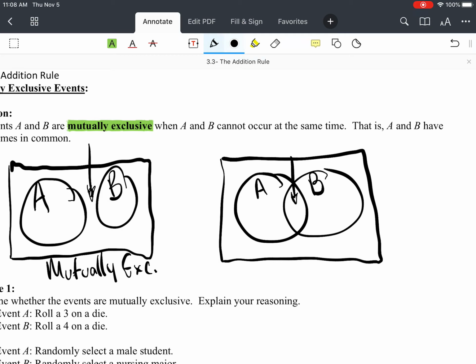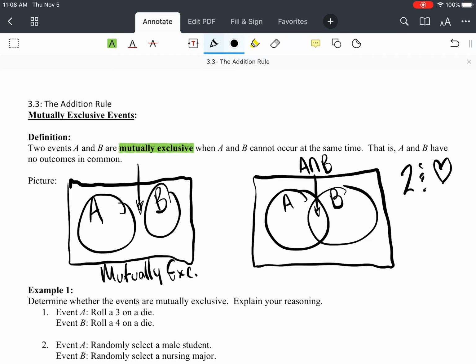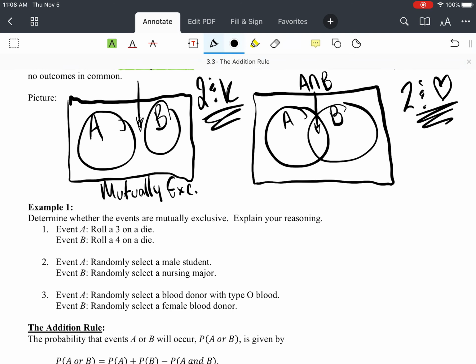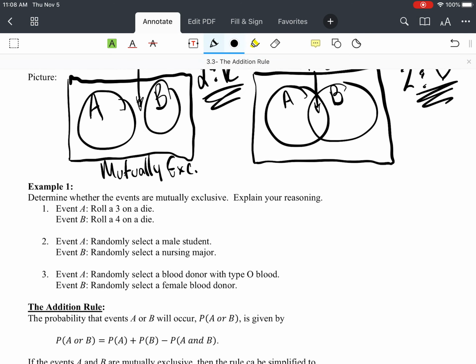Now, if they were not mutually exclusive, then the picture would look similar to this. So I have two events, A and B. However, this time they have this intersection. And remember that this intersection is the part where both A and B are happening at the same time. An example of this would be you draw a card from a deck of cards, and you're looking for the probability that it's both a 2 and a heart, where mutually exclusive would be looking for something, maybe a 2 and a king. This event can't happen at the same time, whereas you can have a 2 of hearts.